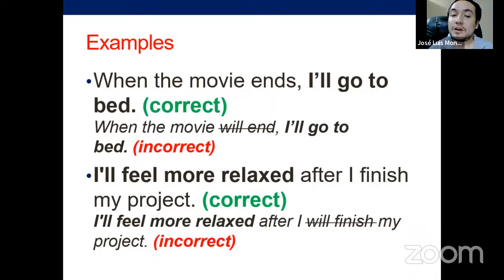Then, I'll feel more relaxed after I finish my project. So we don't say after I will finish my project. It's just something that will happen after something happens. And again, that something happens, even though it's in the present, refers to a future situation. I'm being repetitive with that because it has to be clear.